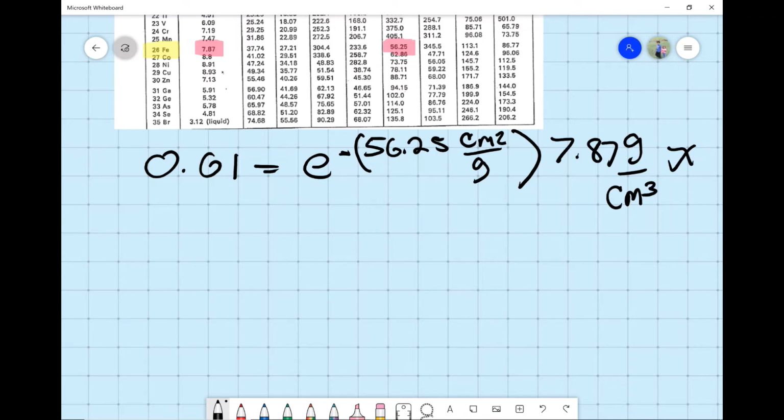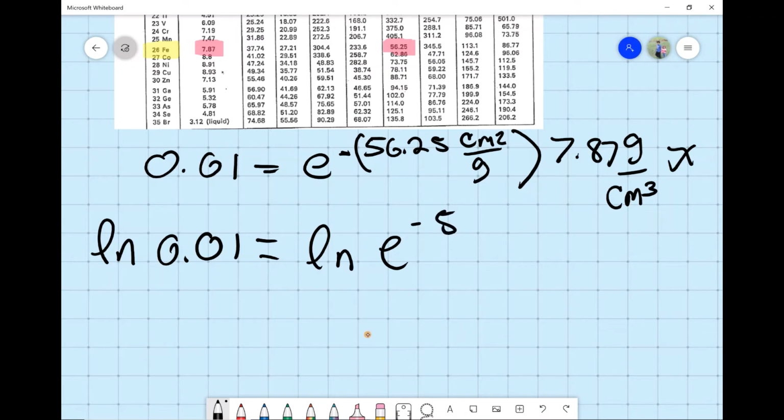All right, so ln 0.01 equals ln e, and then let me write it again just to make it a little neater. I'm going to only put the numbers just to save space. (7.87x). Okay.